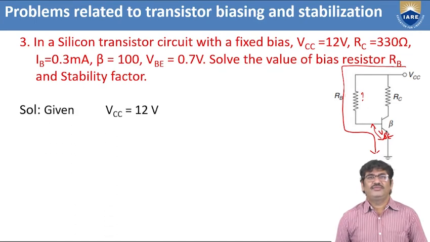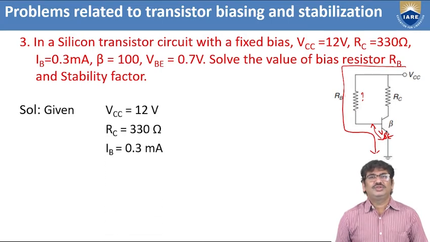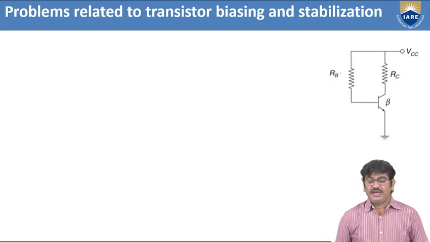Before that, we will note the given values: VCC is equivalent to 12 volts, RC is equivalent to 330 ohms, IB is equivalent to 0.3 milliamperes, beta is equivalent to 100, VBE is 0.7. Now we will write the KVL expression for the input circuit. The voltage here is VBE. The amount of current drawn by RB is IB.